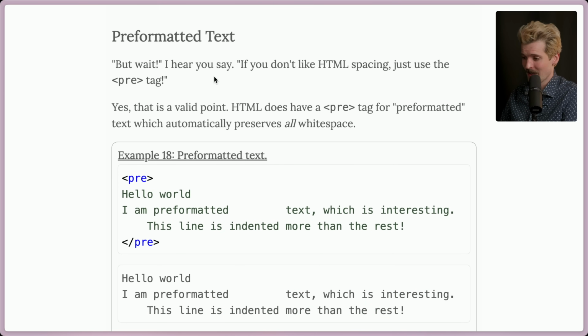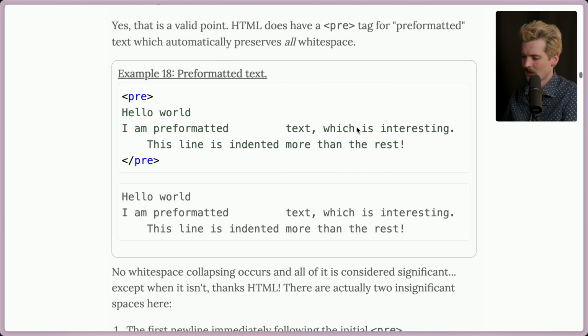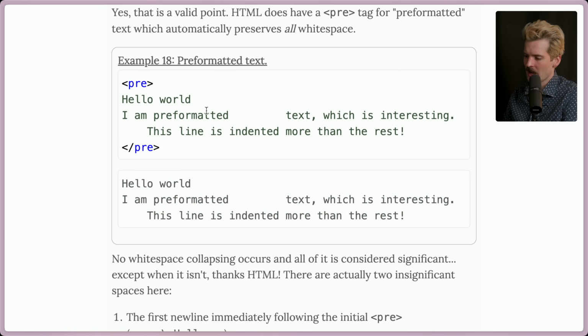Speaking of pain, let's look at pre-formatted text. But wait, I hear you say, if you don't like HTML spacing, just use the pre-tag. Yeah, that's a valid point. HTML does have a pre-tag for pre-formatted text, which automatically preserves all white space. So here we have hello world, new line, I am pre-formatted, a bunch of space, text, which is interesting. Tabbed in, this new line is indented more than the rest. Awesome. This is going to go downhill fast, isn't it?